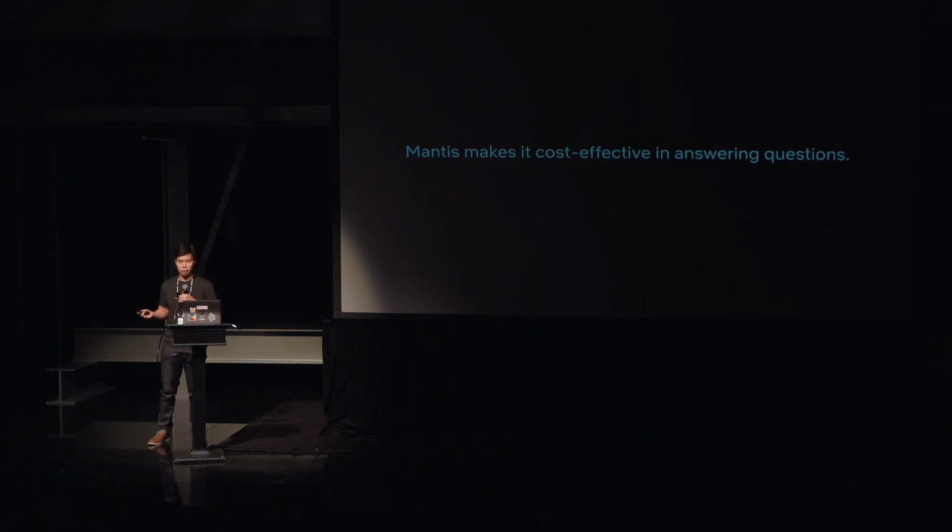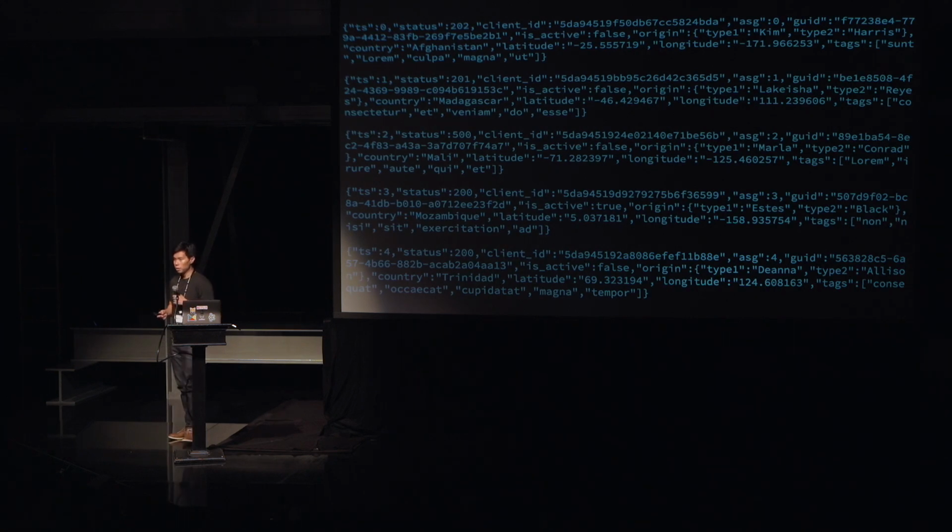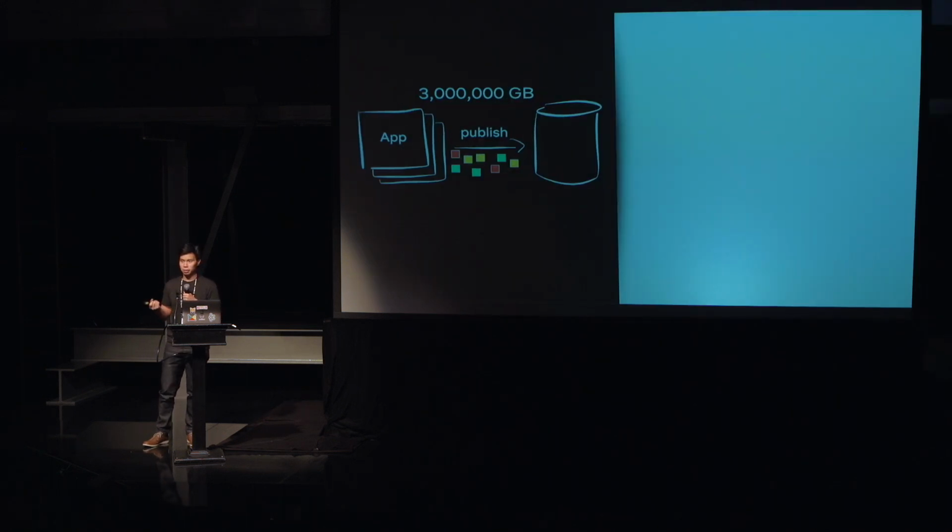The third thing about Mantis is that it makes it very cost-effective to get these answers from your system. If we take traditional logging as an example, ideally, in order to produce the most insight that you can, you would publish 100% of your logs all the time, all day. But this quickly becomes cost prohibitive at scale. For example, at Netflix, a single app could produce 3 petabytes or 3 million gigabytes of operational data every single day for that single app.